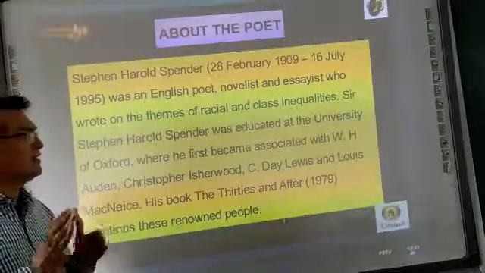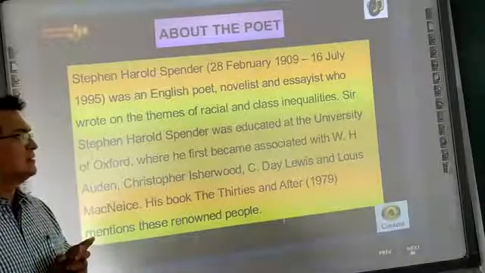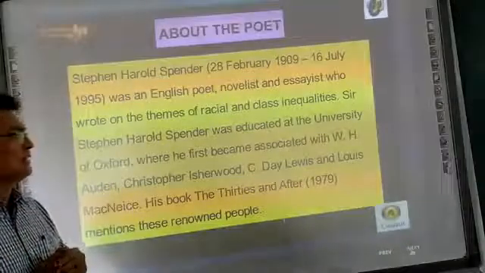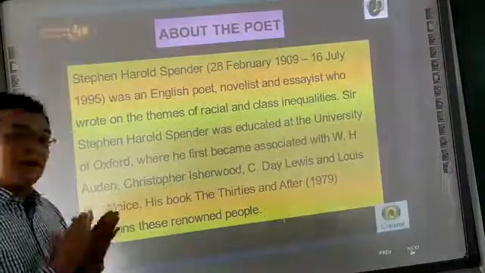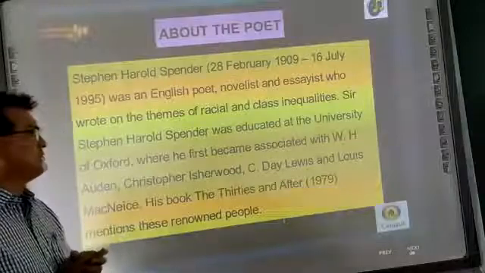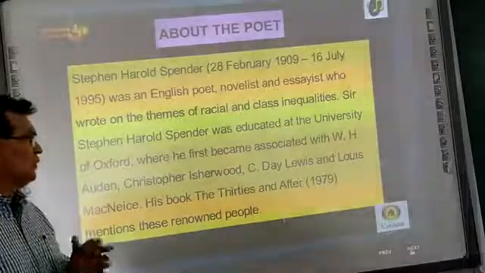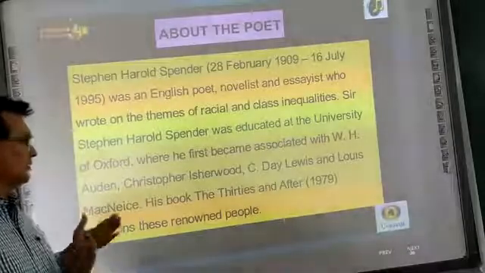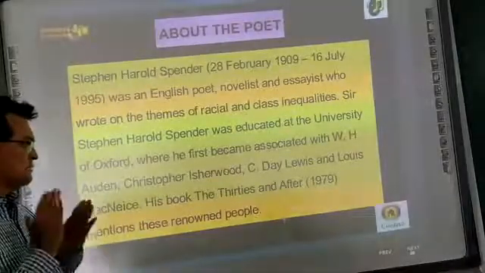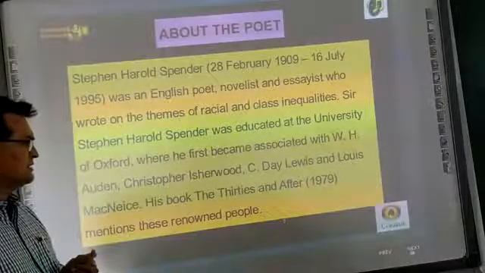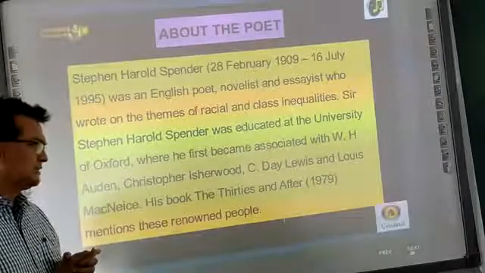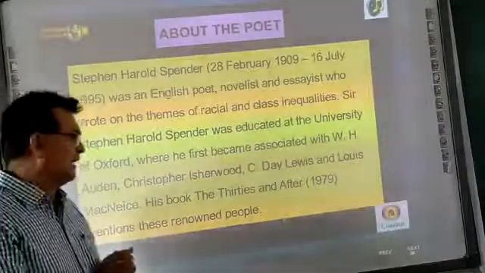And what does racial inequality mean? Racial, different races, black and white. So there was a problem between black and white, that racial inequalities of black and brown, brown and white. Stephen Harold Spender was educated at the University of Oxford, where he first became associated with W.H. Auden, very famous poet, Christopher Isherwood, C.D. Lewis, and Louis MacNeice. His book, The Thirties and After, mentions these renowned people. So, he mentions all these famous writers and poets in his book, which was published in the year 1979.